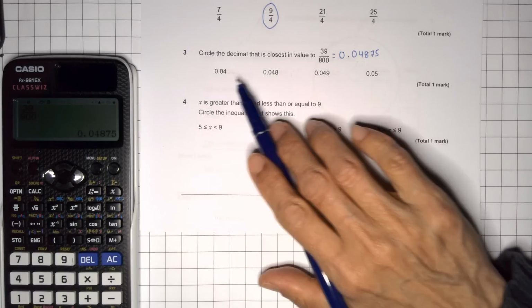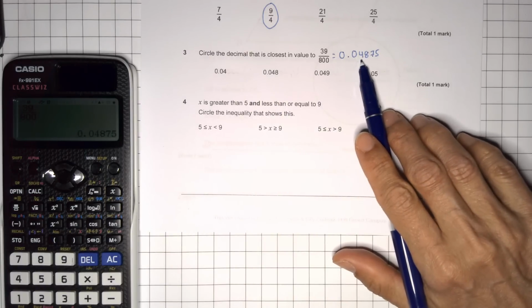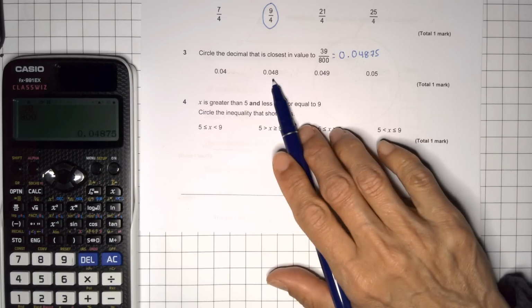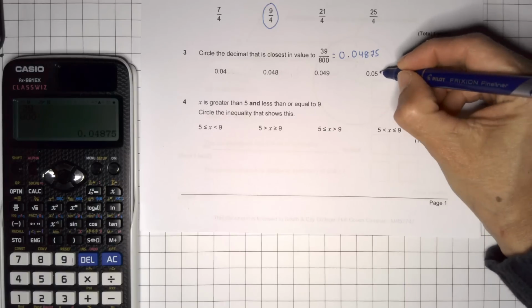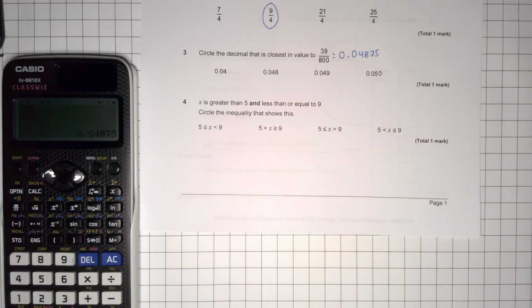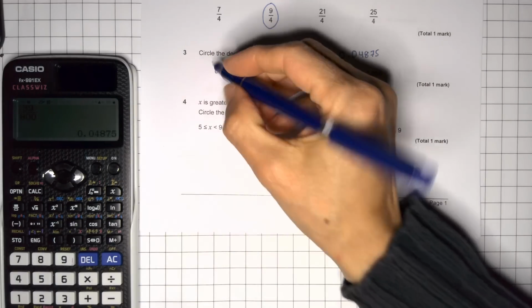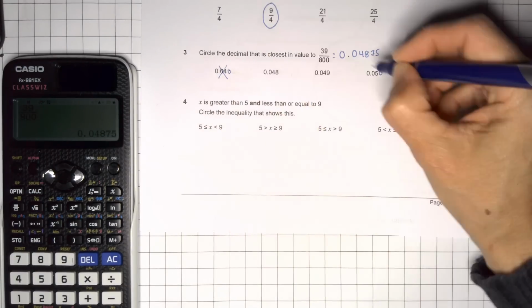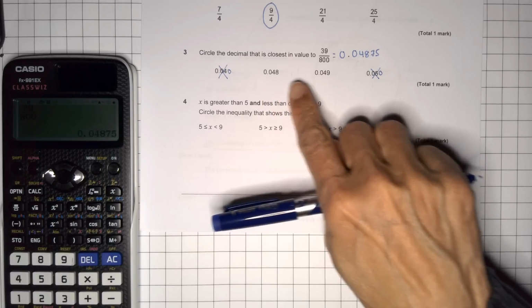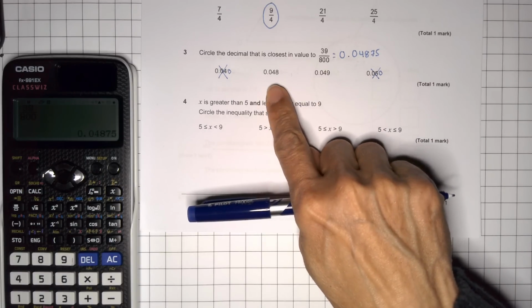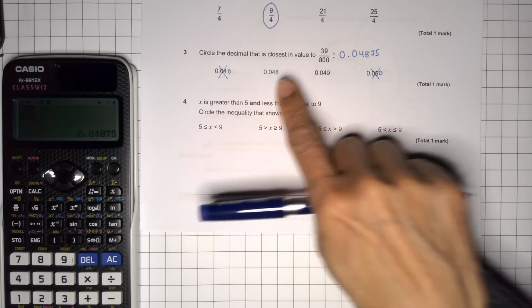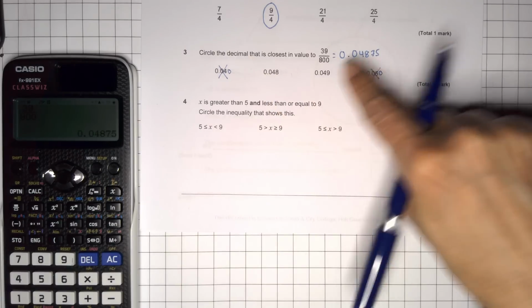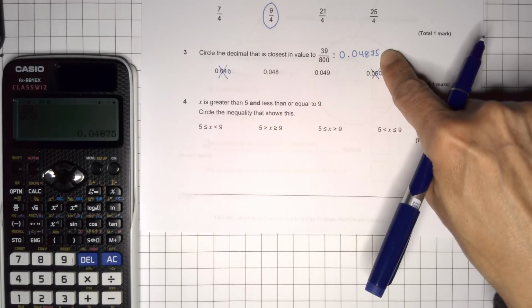Now looking at them, you can see that here we have 0.48, 0.49, so those two are the closest, because this one here, if you think of it, is 0.050, and this one over here is 0.040. So those two are too far away, much further away. So we ended up with these two. So we now need to see which is closest. Now if you are not confident working it out by looking at it, what you can do is subtract both of these from this number and see which gives you the smaller number.